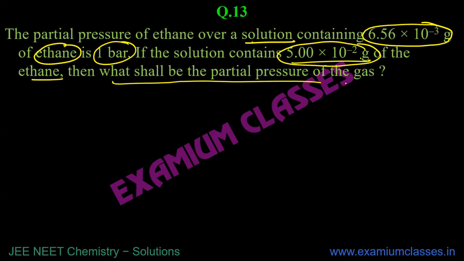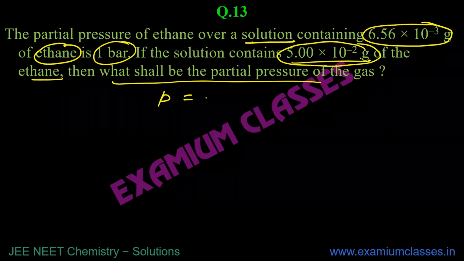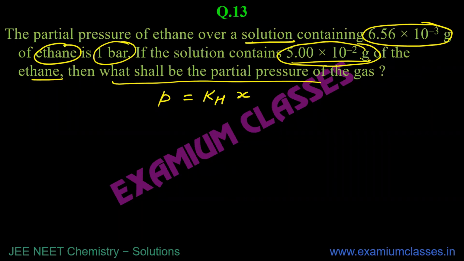Okay, so you know that partial pressure is equal to KH times X, and you don't know what KH is for ethane. It is not given here. But what is given is the amount and the pressure. In one case, it is given that the partial pressure P1 is 1 bar, and the amount W1 is given as 6.56 into 10 to the power minus 3.